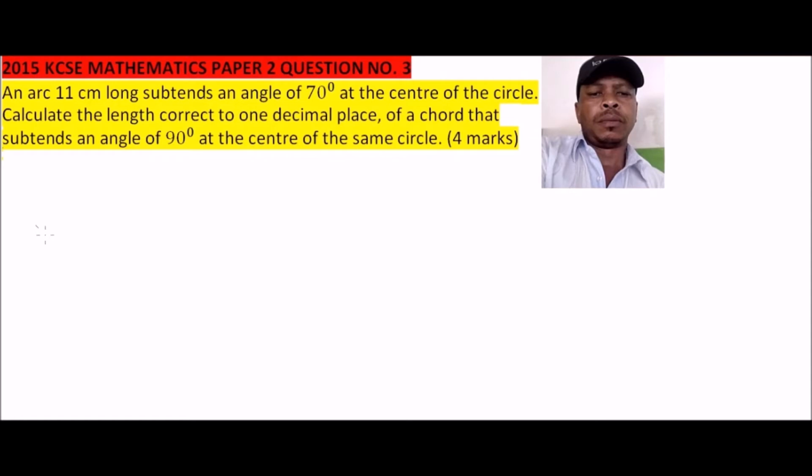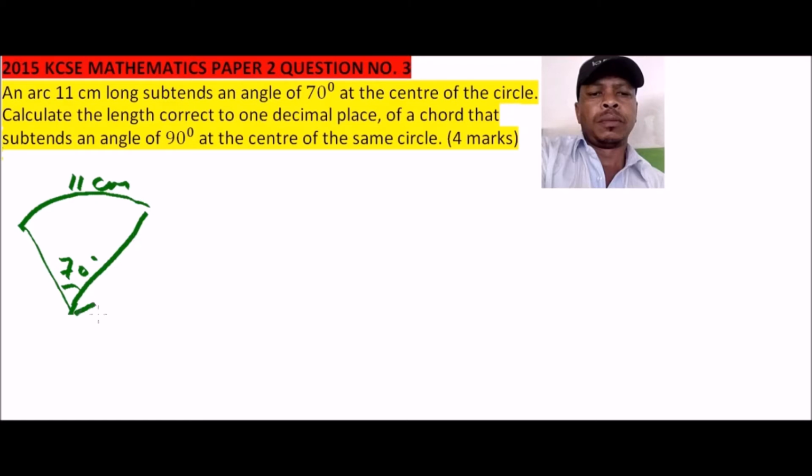What we can do here is let's make a sketch to help us understand what's happening here. So I'll make an arc. So that is just a sketch, and then in our sketch tunaambiwa hii subtends an angle of 70. So hii ni 70 degrees. Haya, na hii ni 11 cm. So that is the information given.